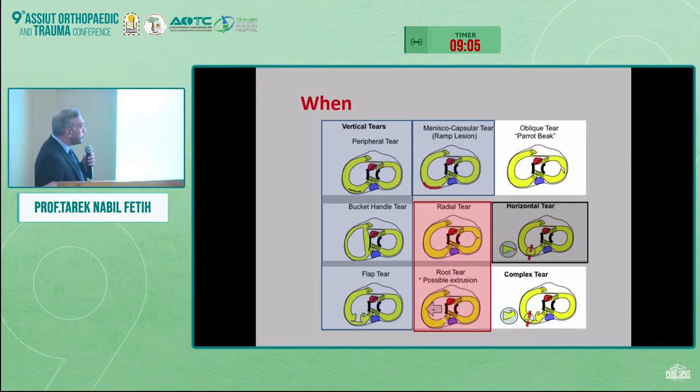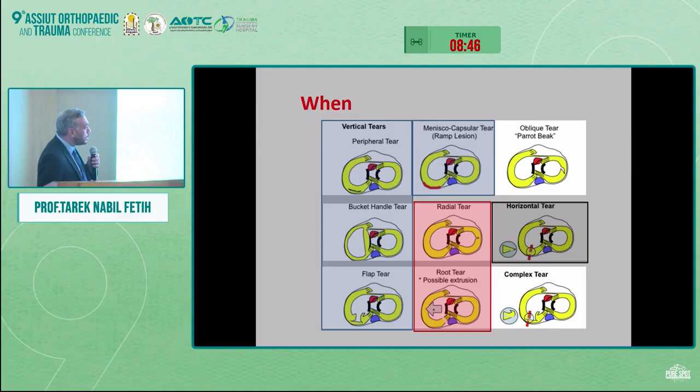Tear patterns that we know: vertical tears can be peripheral longitudinal, bucket handle, flap tear, or a ramp lesion when it occurs at the meniscocapsular junction. When the tears occur perpendicular to the circumferential fibers, they can be radial tears or root tears with possible meniscal extrusion.